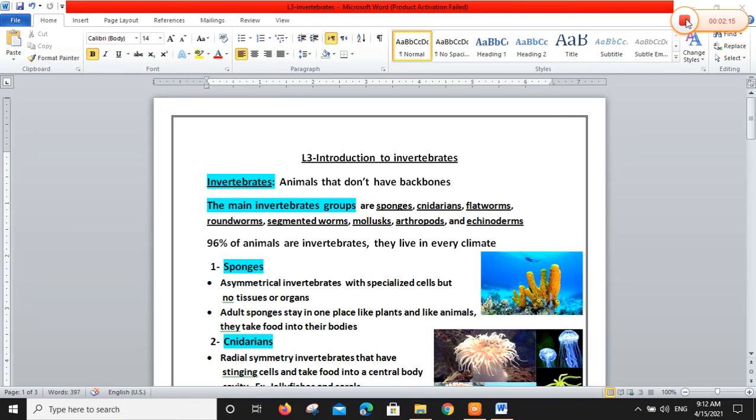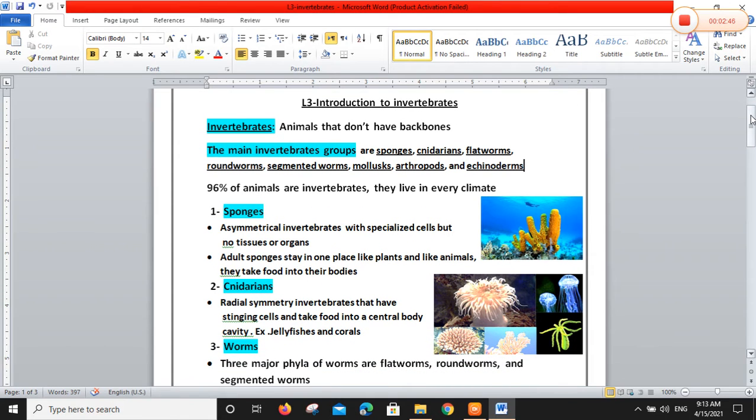So sponges are asymmetrical invertebrates with specialized cells, because sponges are living. It has what? Cells. So specialized cells but no tissues or organs. Sponges are asymmetrical invertebrates with specialized cells but no tissues or organs.